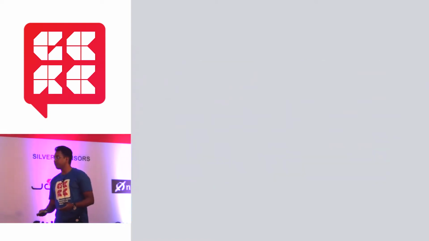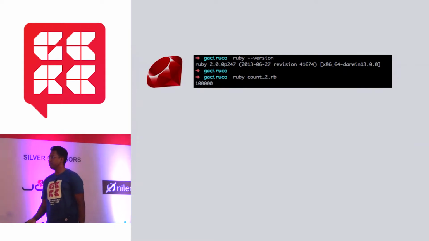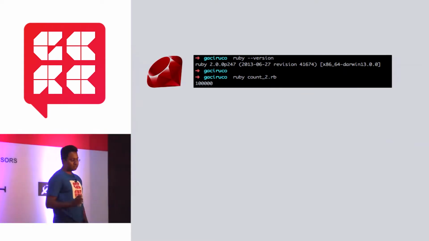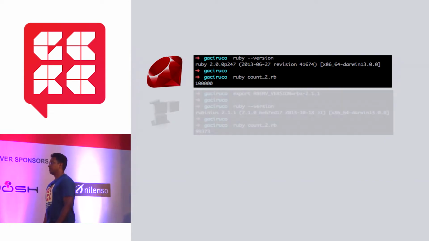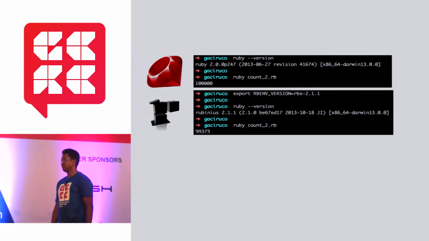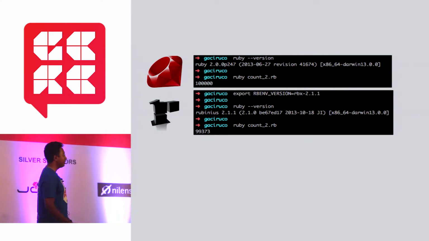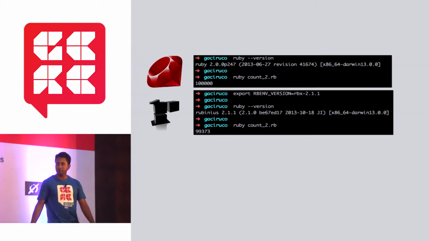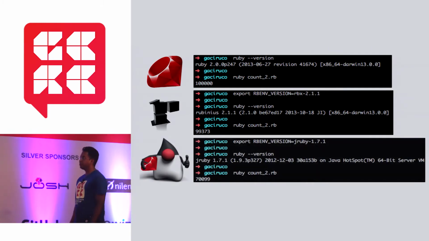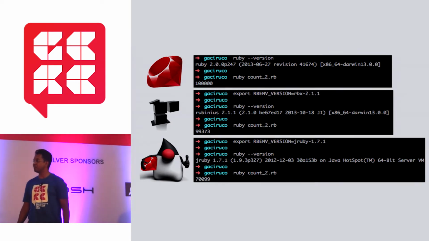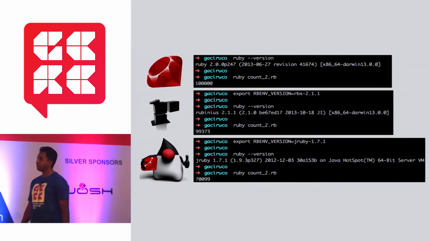So what's the real output? MRI is very faithful. It gives you what you expected, 100,000. Right. So what happens next? I'm running it on Rubinius, and this is what you see. And it's always going to be a different number every time you run it. And that's JRuby. It gives you a lower number. Some of you may be guessing already, and you probably know why it gives you a lower number.